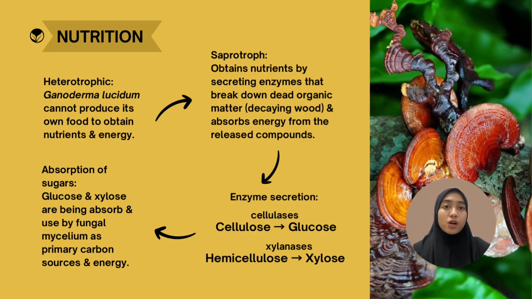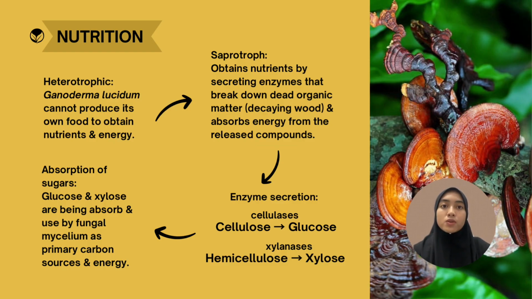Next, let's explore how Ganoderma lucidum obtains its nutrients. As a heterotrophic organism, it cannot produce its own food. It primarily functions as a saprotroph, getting nutrients by secreting enzymes that break down dead organic matter, particularly decaying wood. It can also act as a parasite on living wood. This role is vital as a decomposer in forest ecosystems.